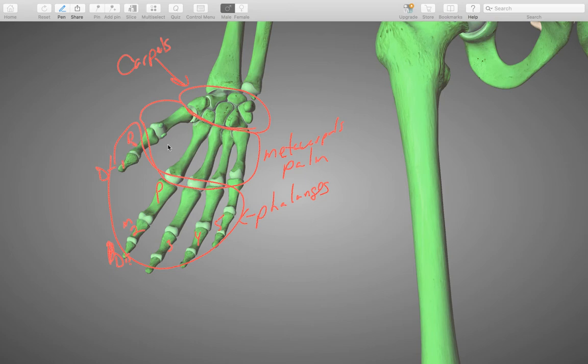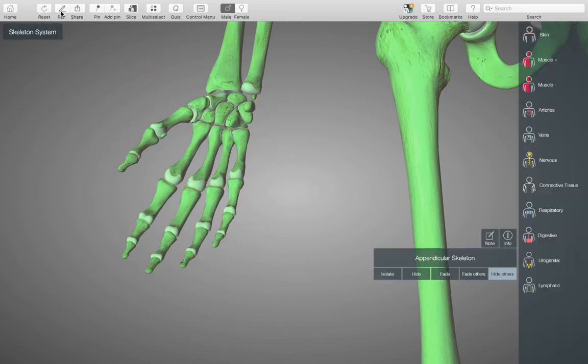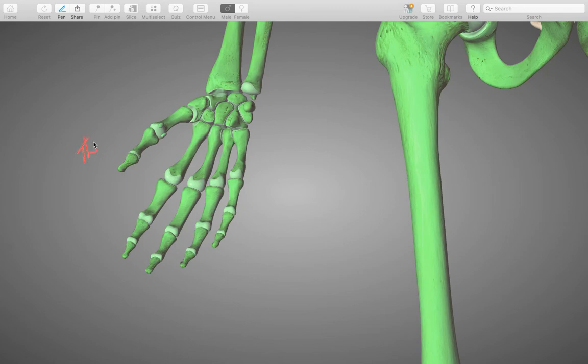Same thing's going to go for the other hand. In the anatomical position, the thumb is always lateral, right? Thumb is always going to be pointing laterally away from the body. Pinky will always be medial. So carpals, metacarpals of the palm, phalanges of the fingers and digits.